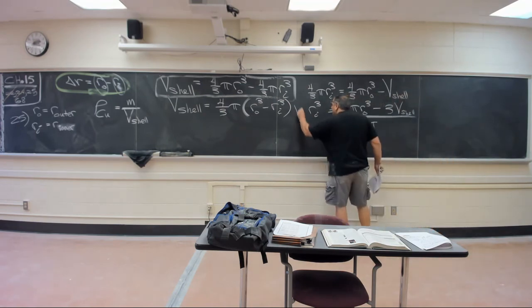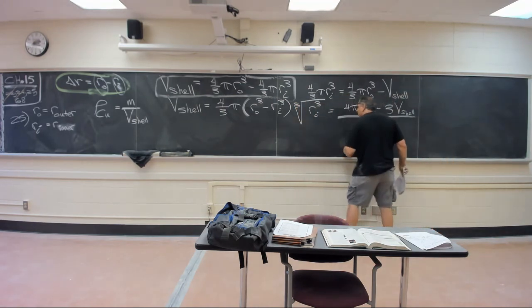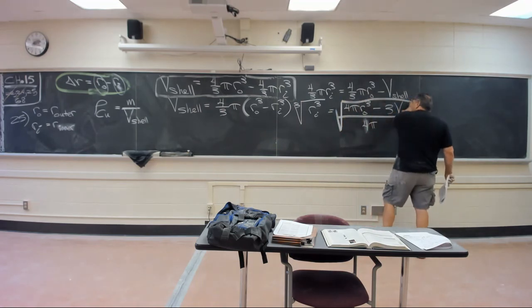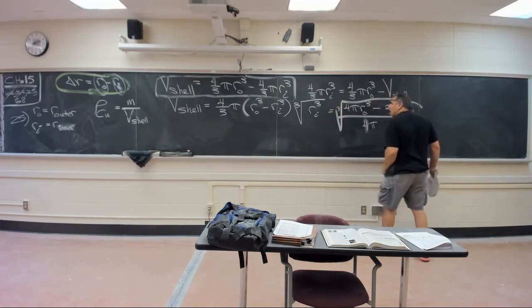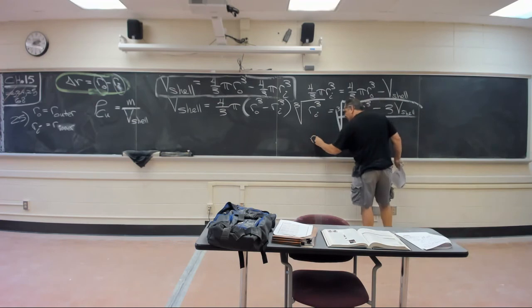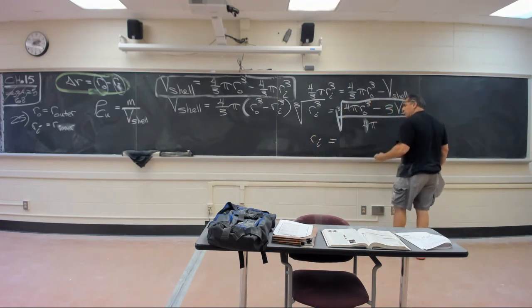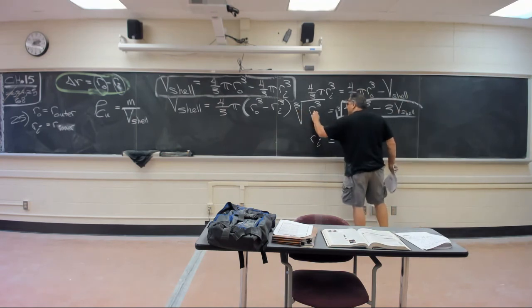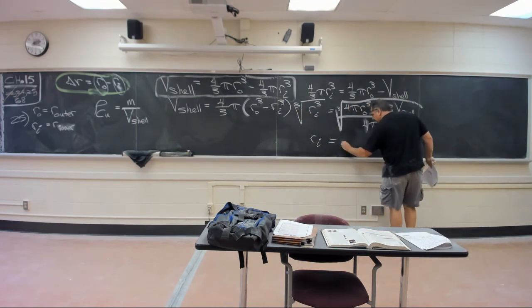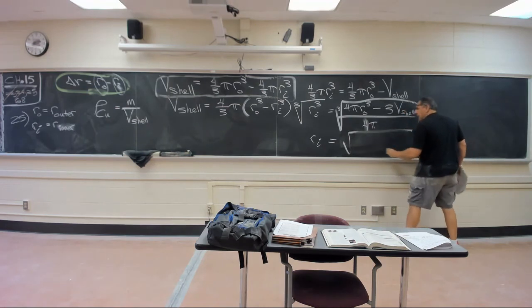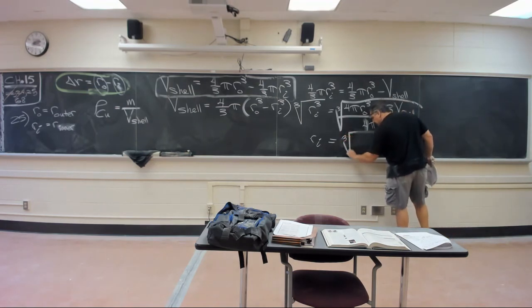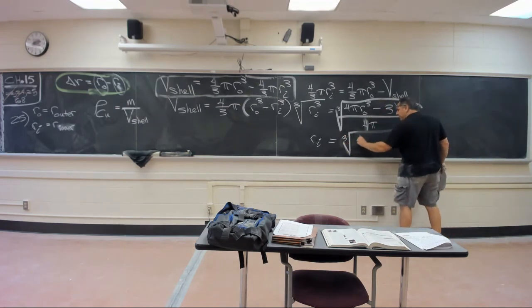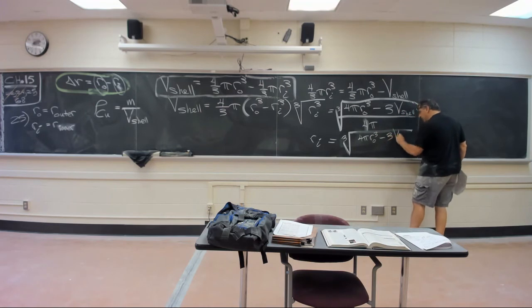Well, let me not do a square root. Cube root each side. The cube root of R_i cubed is R_i, and this is whatever it is. The cube root of 4 pi R_o cubed minus 3 V shell.